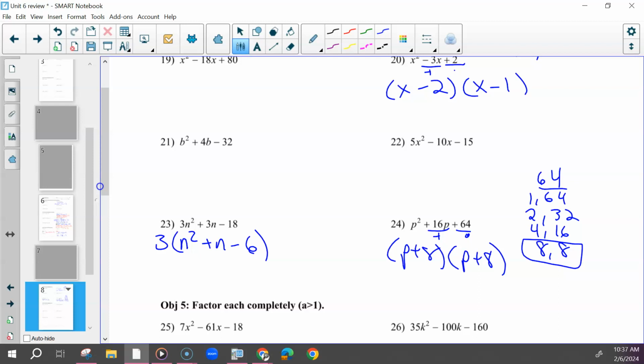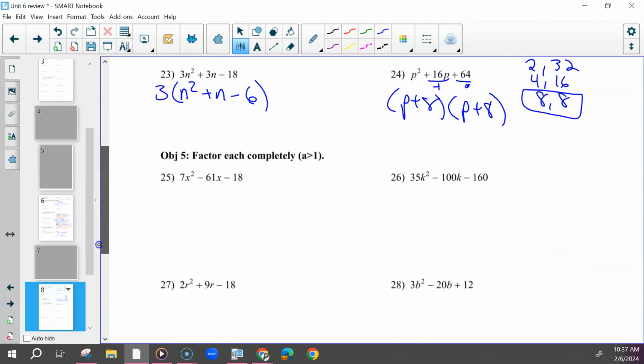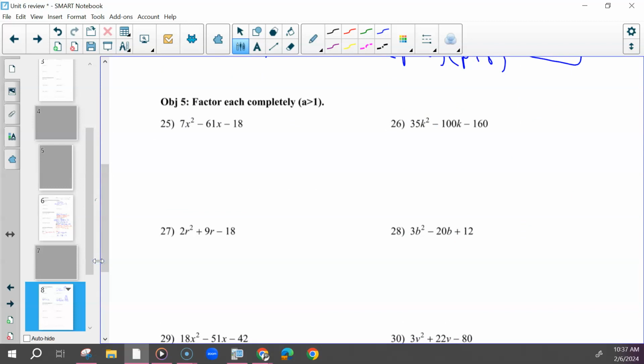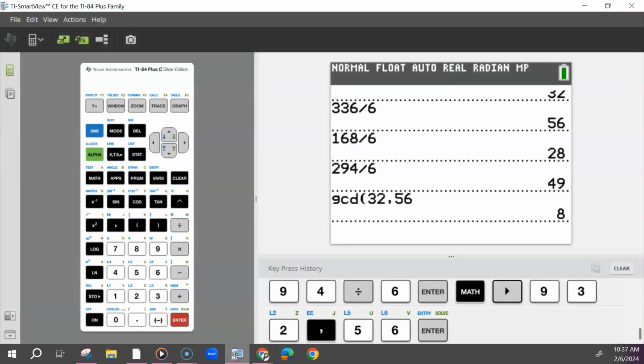Okay. Let's move on to the last one. It's the last section. So this is the one with the most steps. 26. Okay. Again, if you have big numbers, see if you can divide them each by something. So I'm going to look at the GCF of all of those.